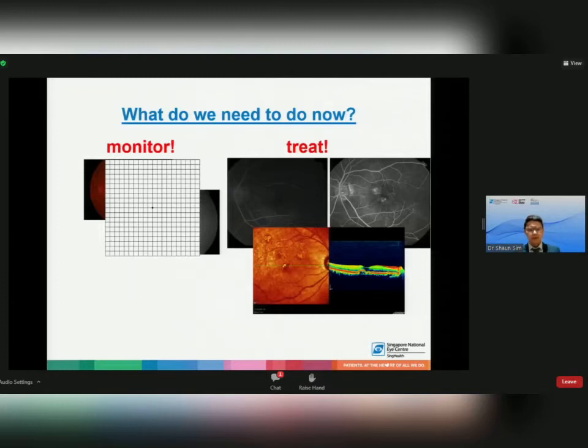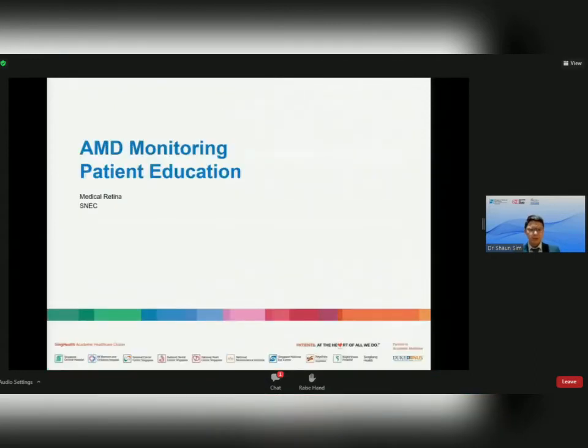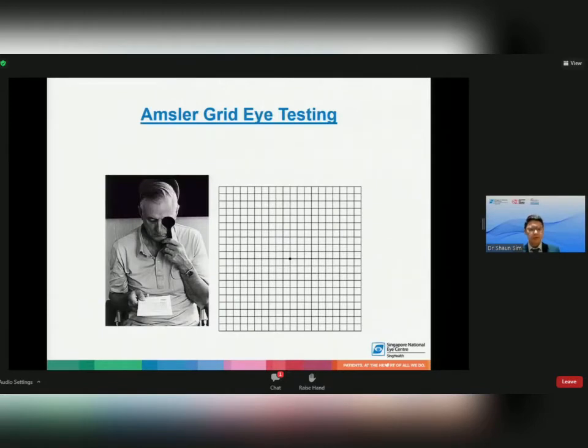And as such, what do we need to do now? In essence, we need to start monitoring our vision, and if there is wet AMD, then we will start treatment. Let me give you some examples of how you can do monitoring. If you are in our clinics for AMD screening, we would suggest the use of an Amsler Grid. The Amsler Grid is this box on the right, and it has vertical and horizontal lines with a central black dot in the center.